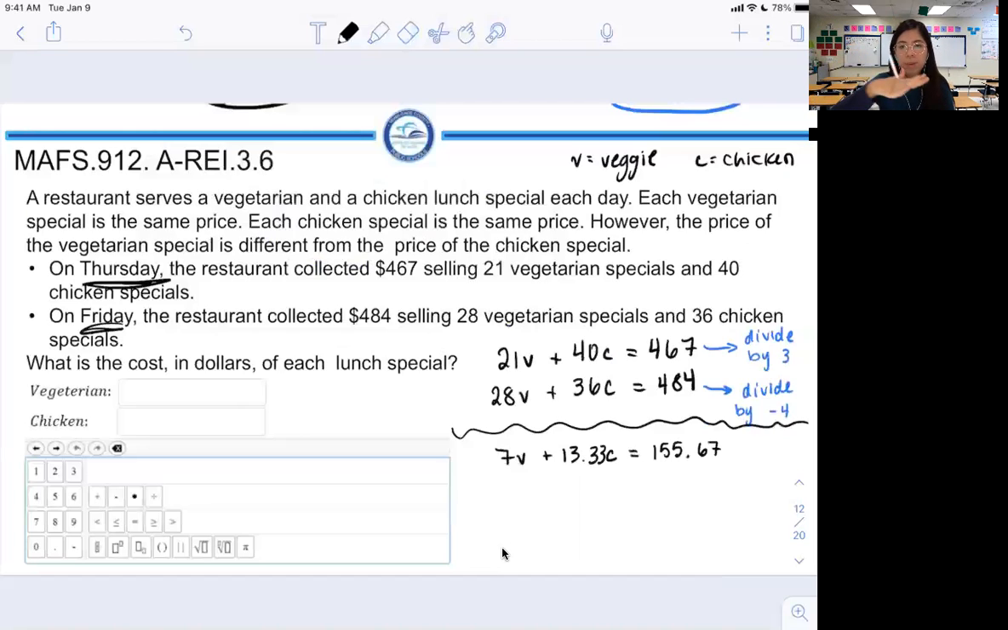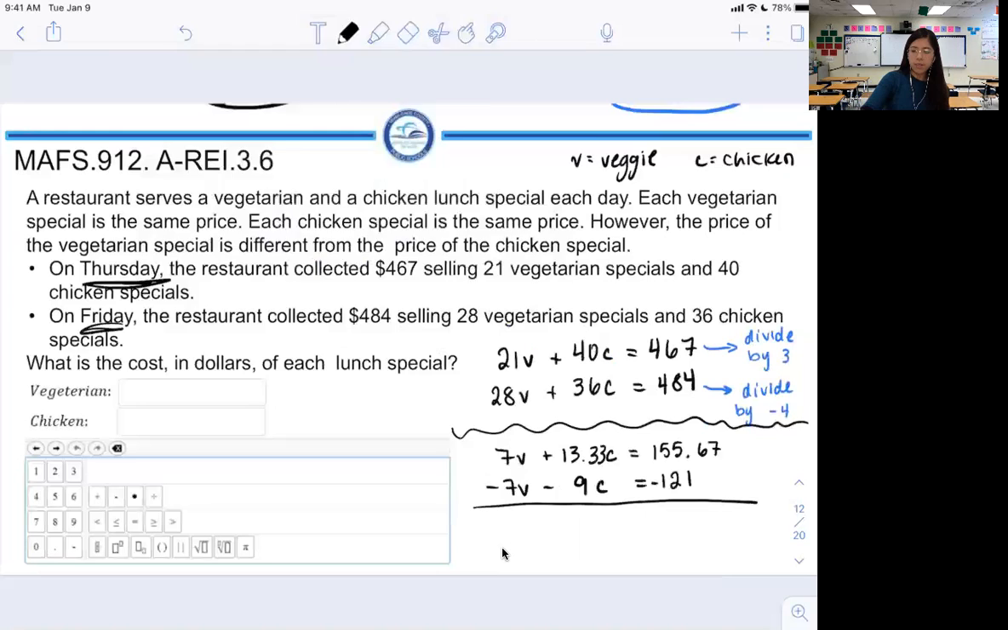Now my bottom equation, I'm going to divide the whole thing by -4. So 28 divided by -4 gives me -7v. 36 divided by -4 is -9c. And 484 divided by -4 is -121. Nice, we got a couple of nice numbers.